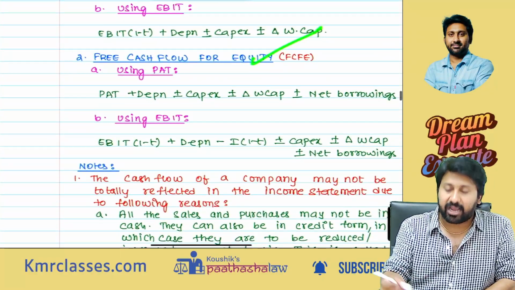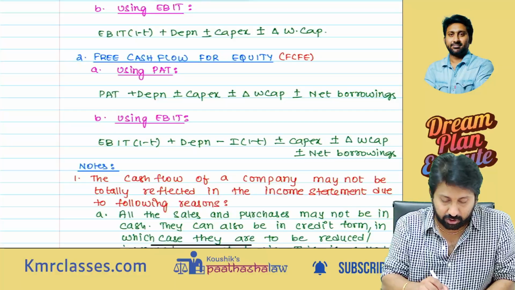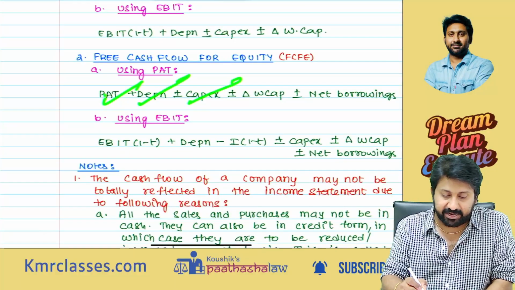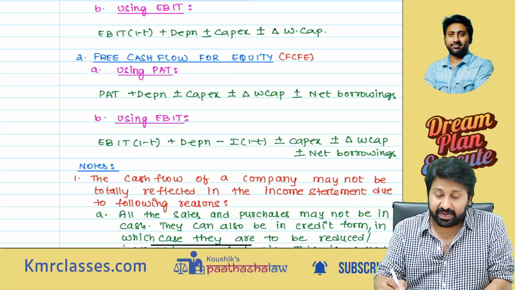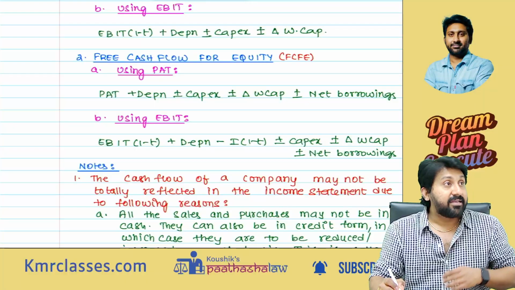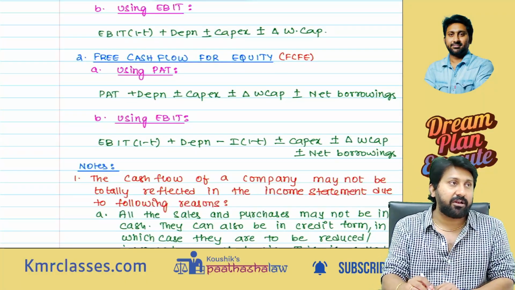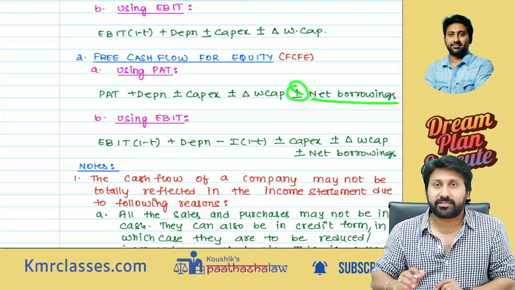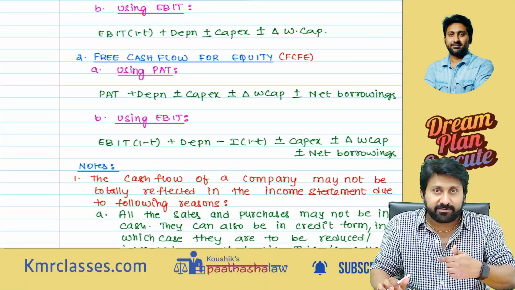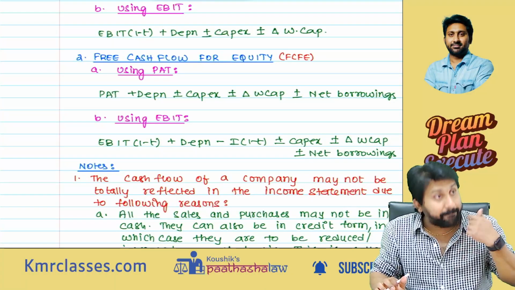No sir, I wanted to calculate FCFE. So PAT plus depreciation plus or minus capex plus or minus change in working capital. Along with that, since you are calculating only for equity, debt also should not be considered in valuation. So plus or minus net borrowings. What do you mean plus or minus? Borrowings made plus, borrowings repaid minus.